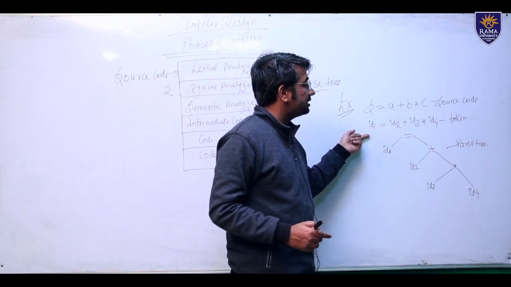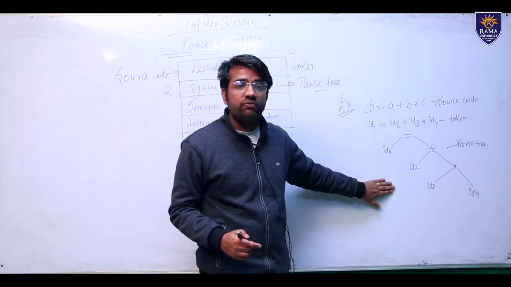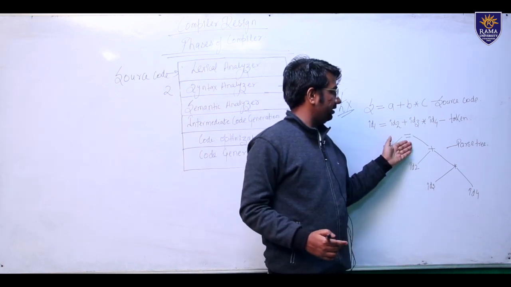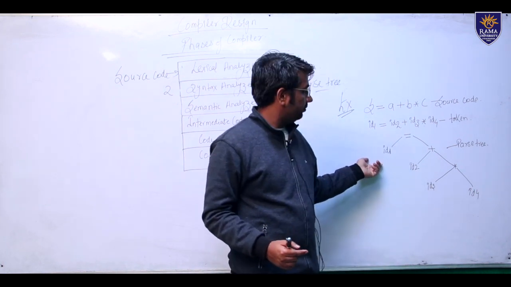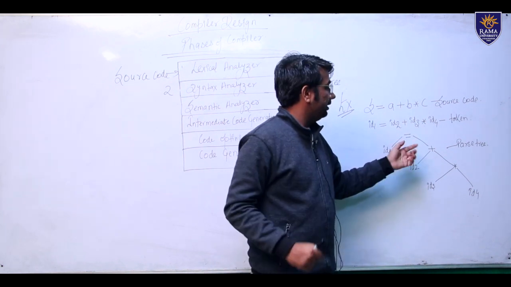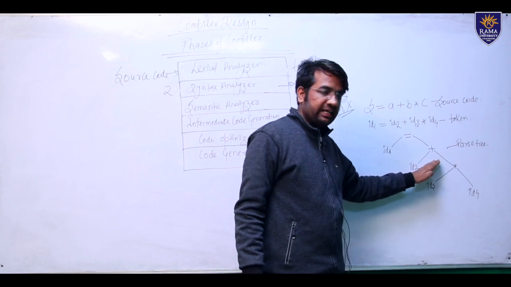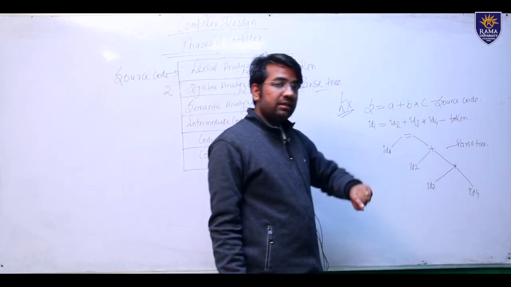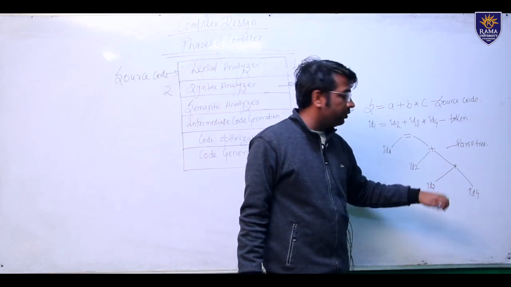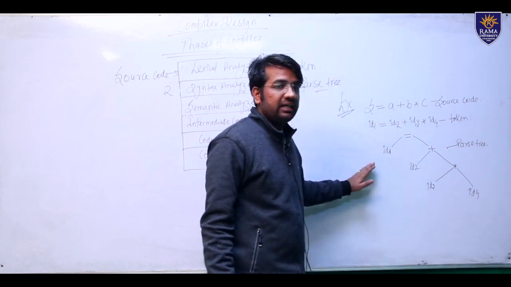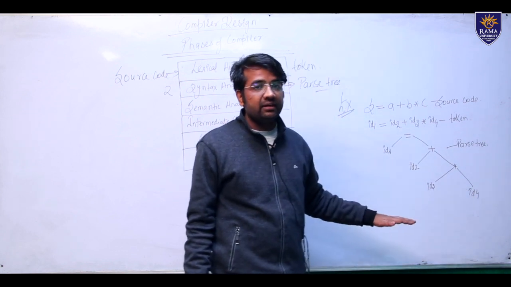Now the tokens are converted into the form of a parse tree where ID1 is taken as a root node, the equal to sign is taken as the central root node, the plus is taken as the root node of ID2 and multiplication, and the multiplication is taken as the root node of ID3 and ID4. This parse tree is created.